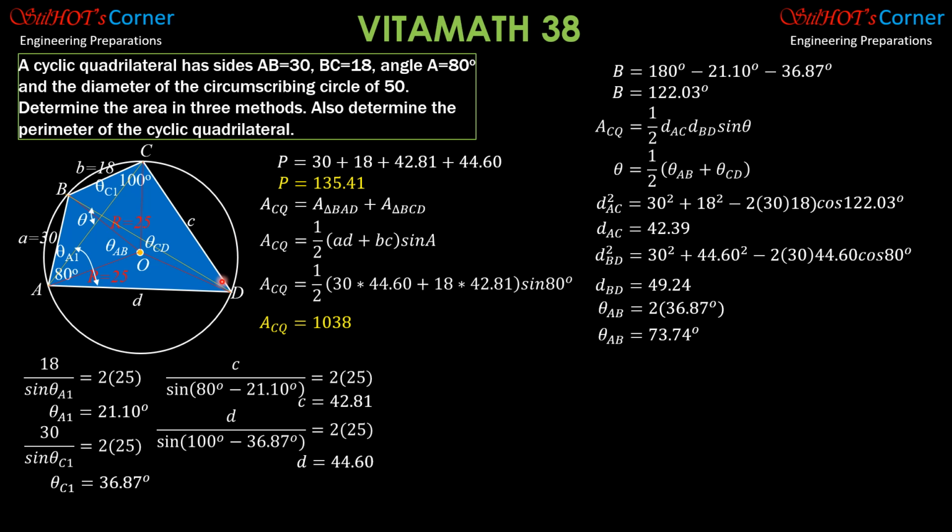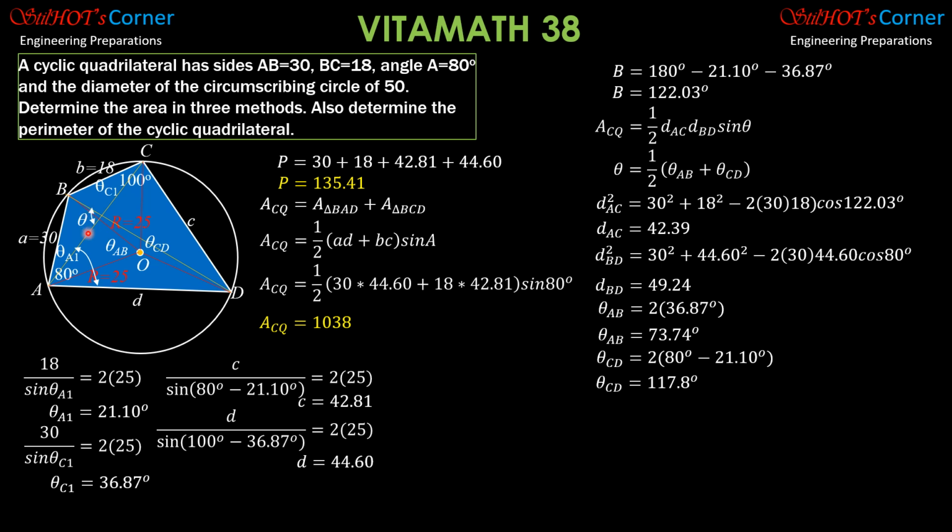Likewise, theta CD, this central angle, is double this angle here, which subtends the same arc CD, but it is a peripheral or inscribed angle. And this angle is 80 degrees minus theta A1. Therefore, theta CD is 2 times quantity 80 degrees minus theta A1, which is 21.10 degrees. So theta CD is equal to 117.8 degrees.